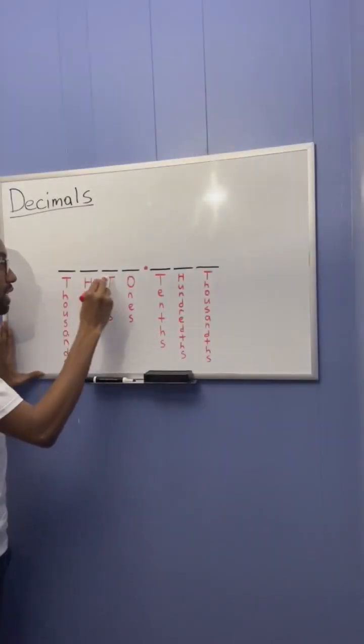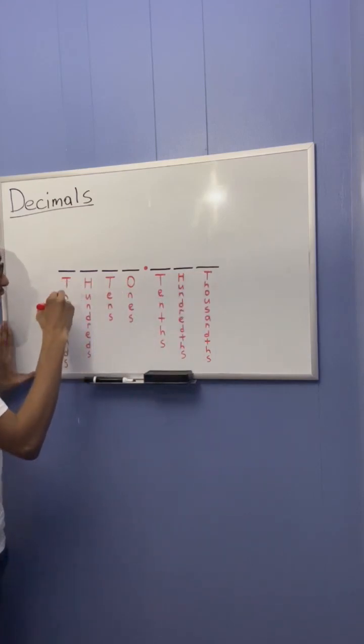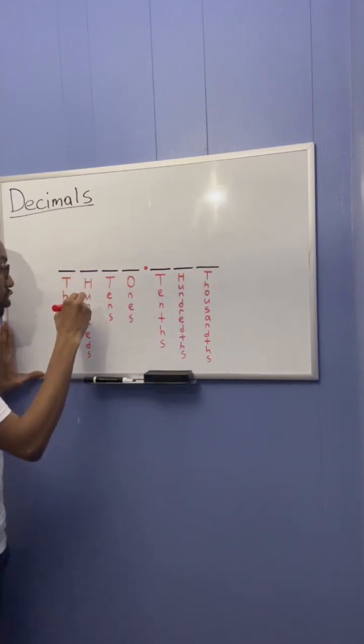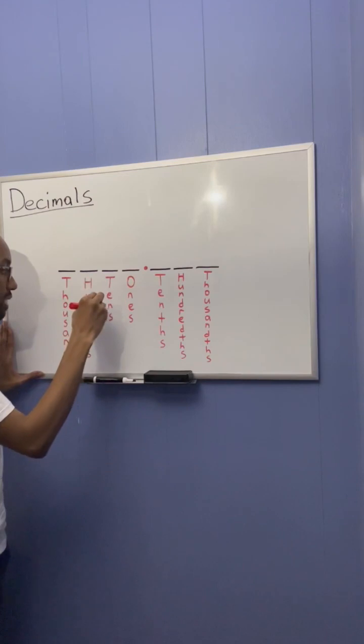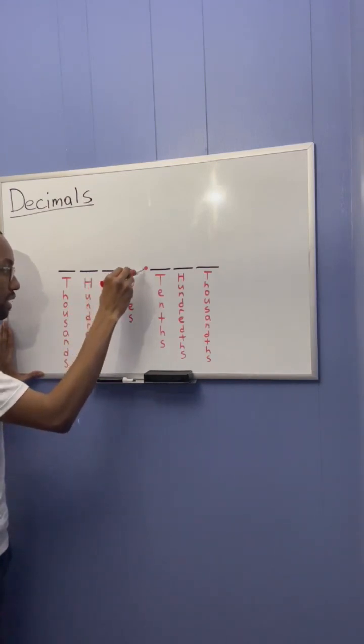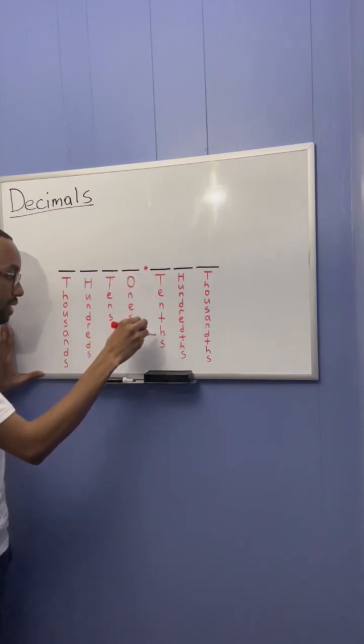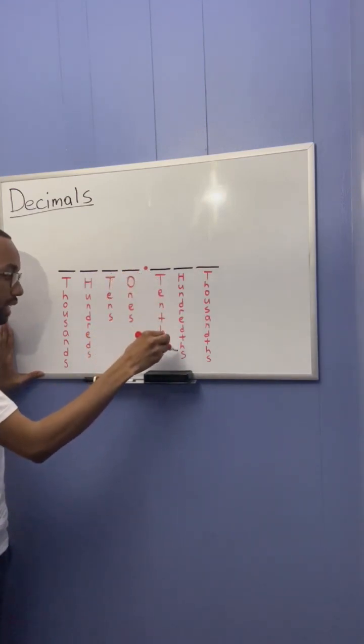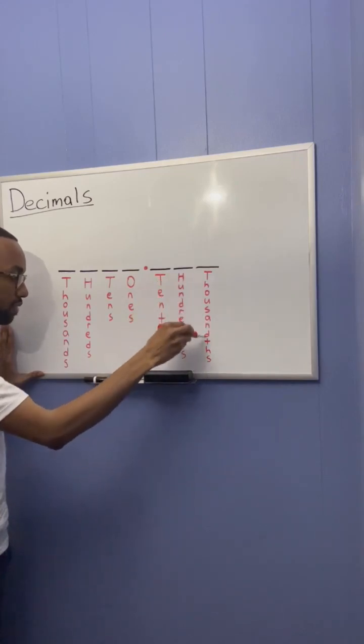Decimals are usually written in this format. We have the thousands place, the hundreds place, the tens place, the ones place, and after that we have the decimal point, followed by the tenths place, the hundredths place, and the thousandths place.